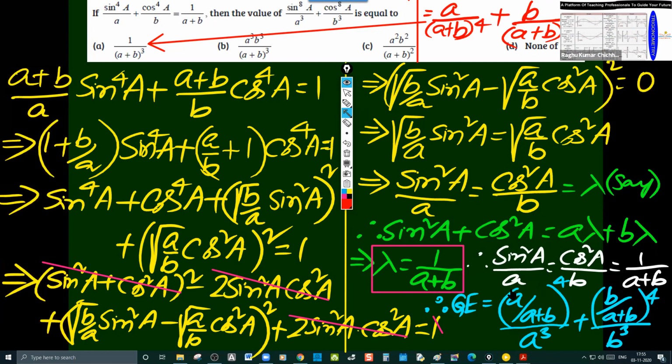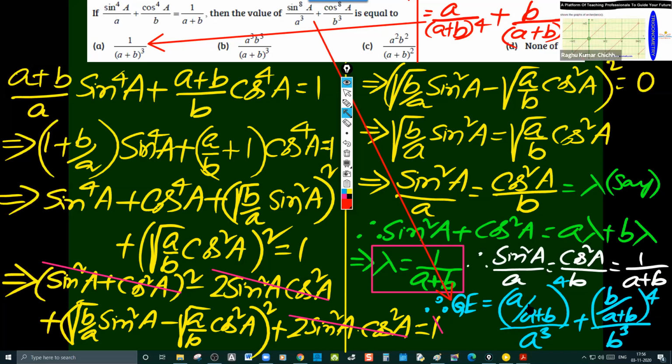Now from this one, sin²θ is A by A plus B, and cos²θ is B by A plus B. Correct or not? Now, the given expression is nothing but sin⁸θ by A cube plus cos⁸θ by B cube. So sin⁸θ means sin²θ whole power 4. So sin²θ is A by A plus B whole power 4 divided by A cube, similarly B by A plus B whole power 4 divided by B cube.